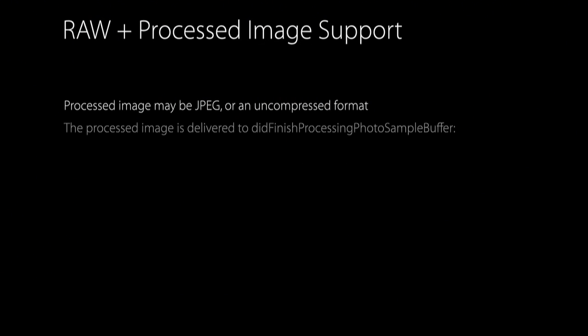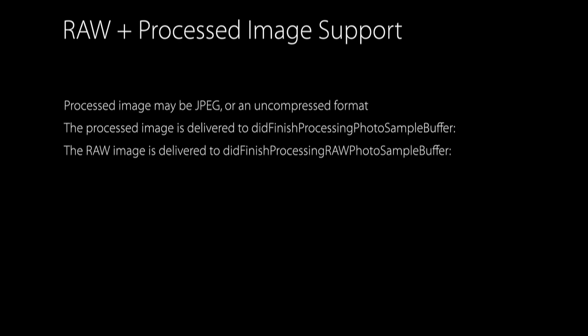It doesn't have to be a JPEG. It could be BGRA 420. The processed image is delivered to the other callback, the didFinishProcessingPhotoSampleBuffer callback, and the RAW is delivered to the one with RAW in the name. RAW plus processed brackets are supported, so see if you can wrap your head around that. That would be, I'm doing a bracket, and I'm asking for RAW plus JPEG, so if I'm doing a bracket of 3, I'm going to get 3 RAWs and 3 JPEGs. RAW plus still image stabilization, though, is not supported.